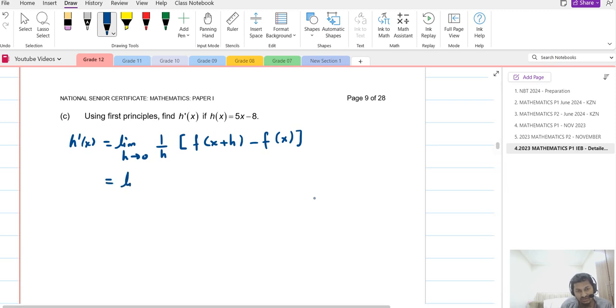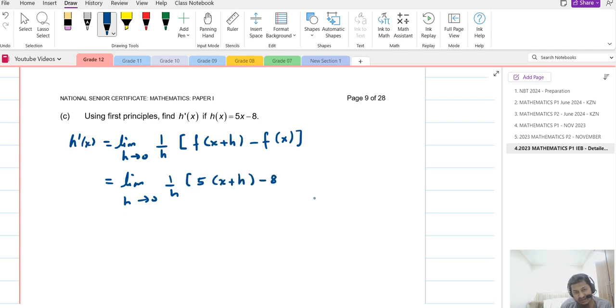You see why it's easier to write. I don't have to keep on ruling off. So 1 over h into what's f of x plus h? 5 into x plus h, minus 8, and minus 5x minus 8. Pretty simple because there's nothing to square. So the limit as h approaches 0 of 1 over h into 5x plus 5h minus 8 minus 5x plus 8.